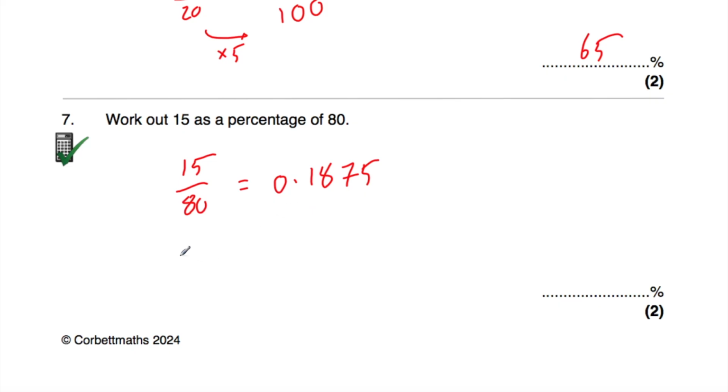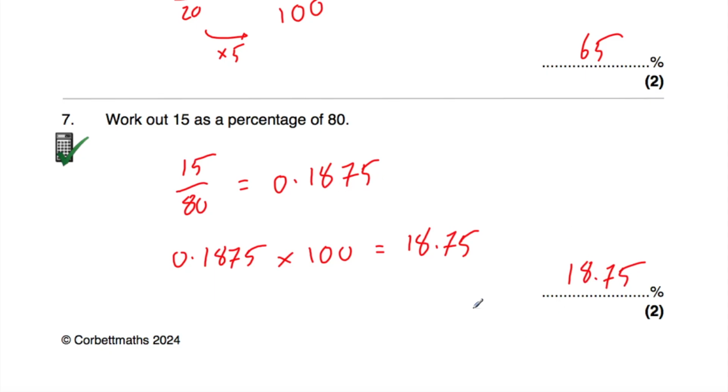Now we know what it is as a decimal, 0.1875. I'm going to times that by 100. And when I times that by 100 on my calculator, it comes up as 75 over 4, or 18.75. So that means that the decimal, 0.1875, as a percentage would be 18.75%. And that's it. Okay, let's look at our next question, question number 8.